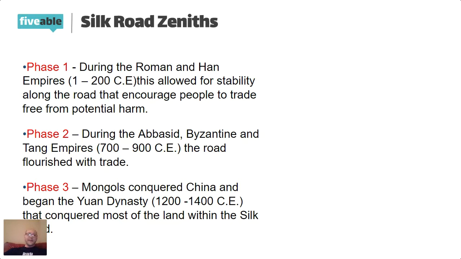And then the third phase of the Silk Road is the Mongolians, and they pretty much conquer the whole Silk Road virtually. And yet it ushers in the third phase of where the Silk Road is a major trade route. Let's go to the next one.